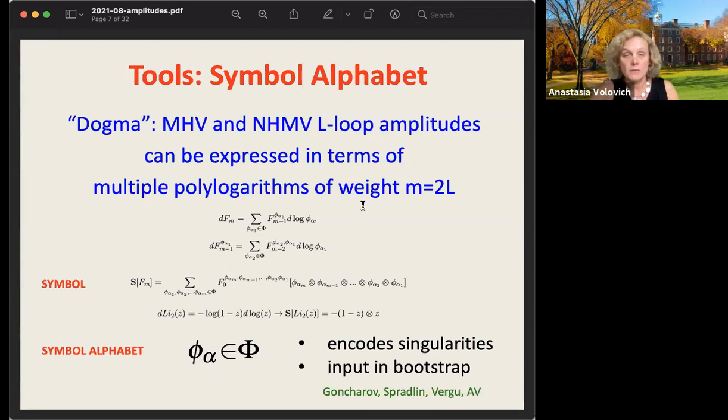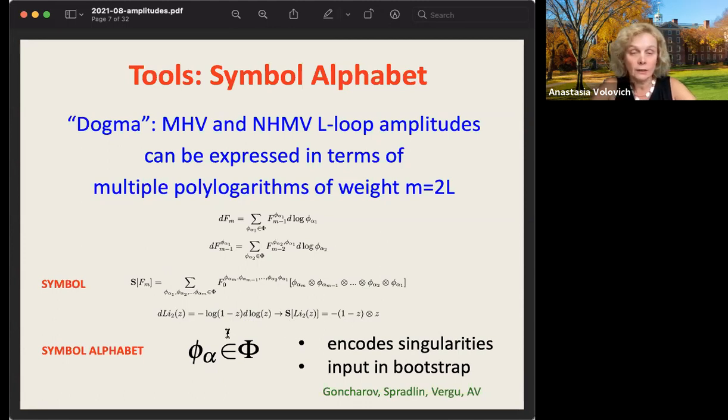So what are these multipolylogs? They can be defined recursively. You take the weight m multipolylog, take the differential, and write it as a weight m minus 1 multipolylog times d log, and you continue. Finally, you take the arguments of all these logs and take a tensor product of them, and that's called, as many of you know, a symbol. So for example, for Li2, you take the derivative of Li2 and write it as minus log(1 minus z) d log z. So the symbol of Li2 is minus (1 minus z) tensor z.